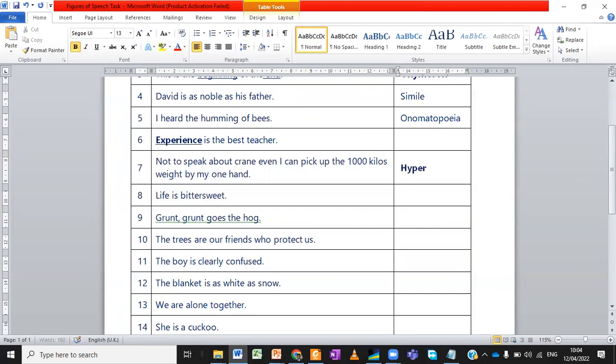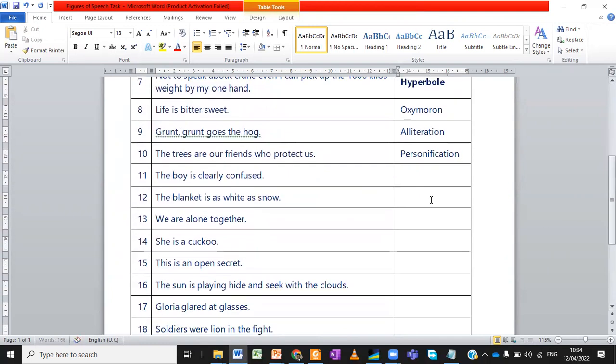Hyperbole, very correct. Okay, number 8. Oxymoron, that's very correct. Number 9. Personification. Very correct. Number 10. Personification. Yes, very correct. Number 11.